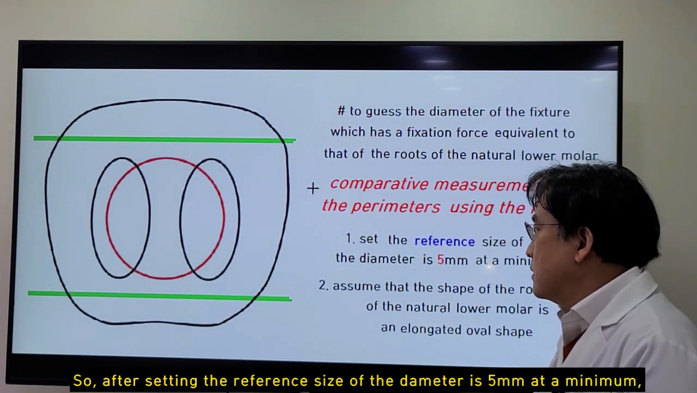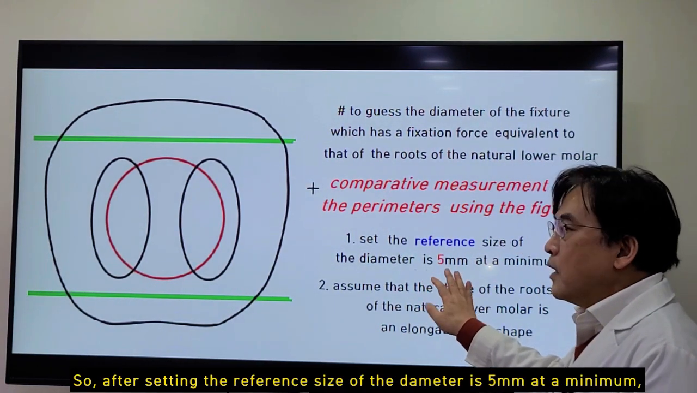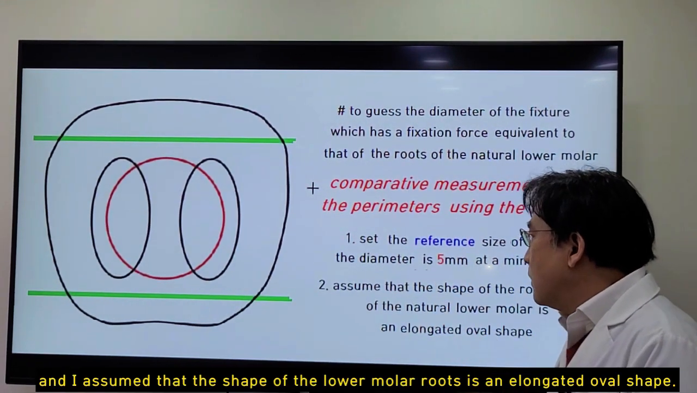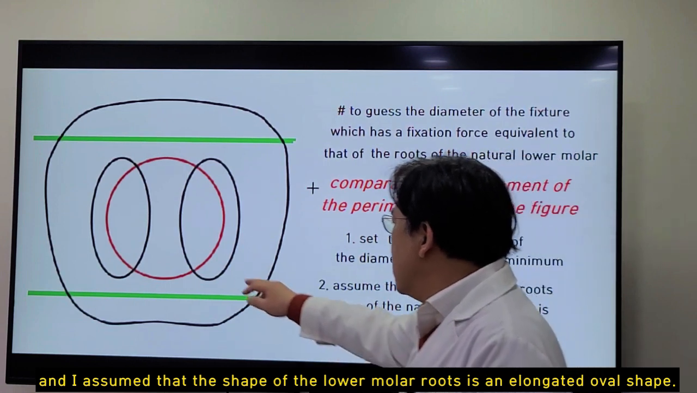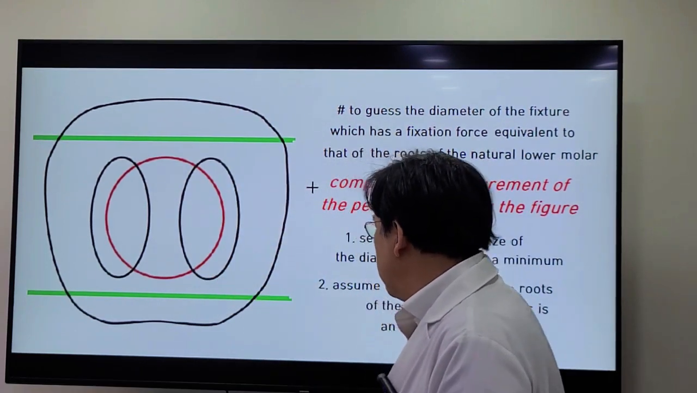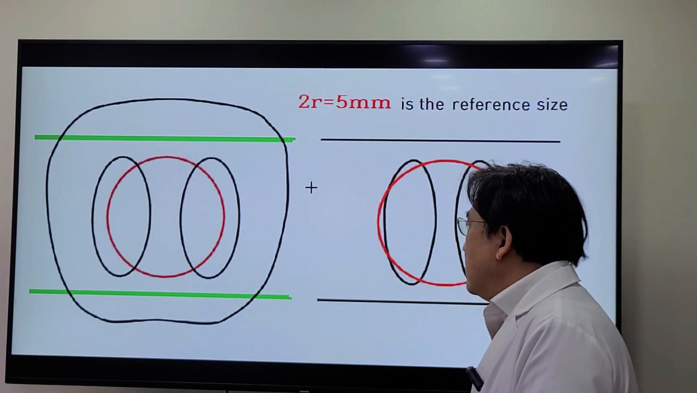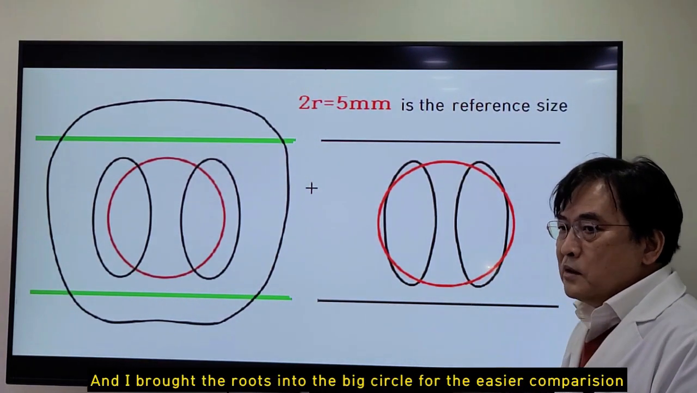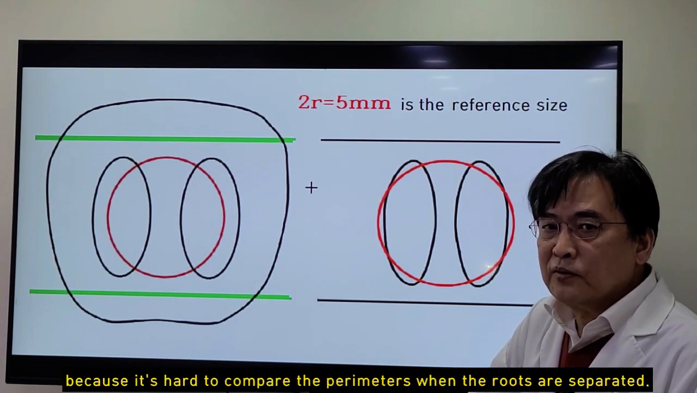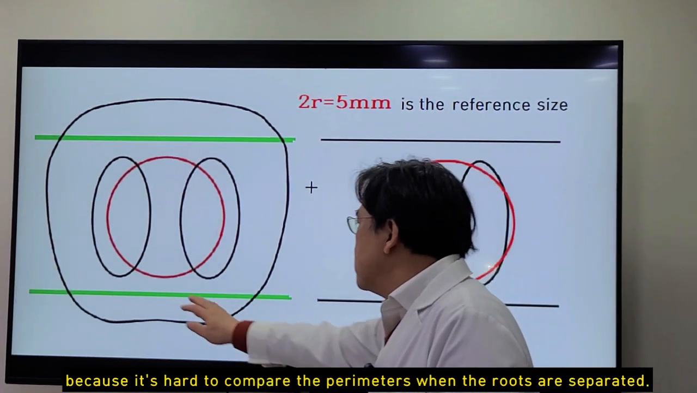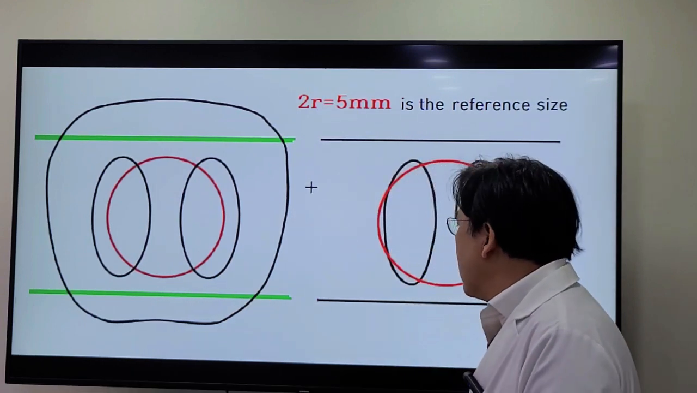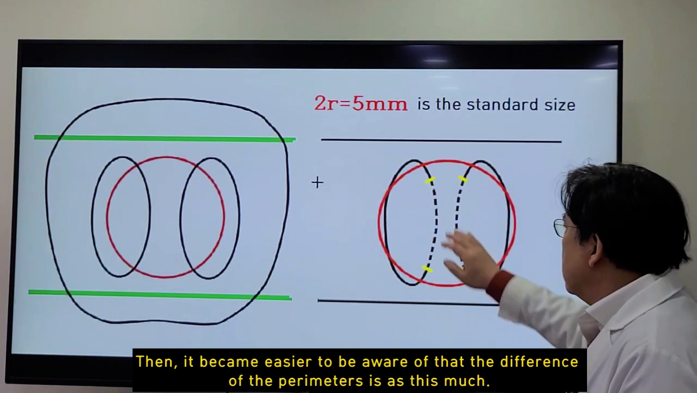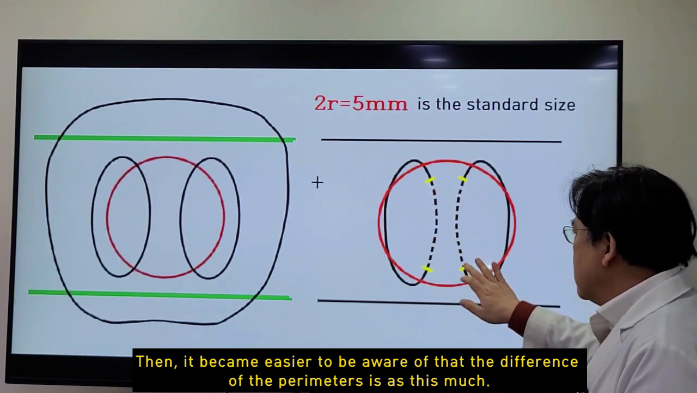So after setting the reference diameter at 5 millimeters at the minimum, I assume the shape of the lower molar root is an elongated oval shape, and I brought the roots into the big circle for easier comparison because it's hard to compare the perimeters when the roots are separated. Then it became easier to be aware that the difference of perimeter is this much.